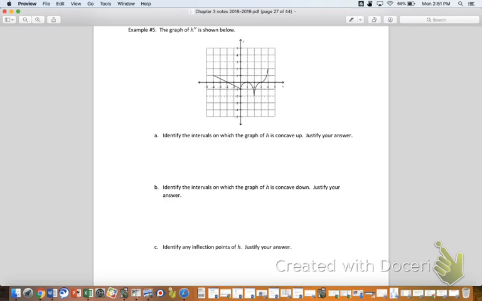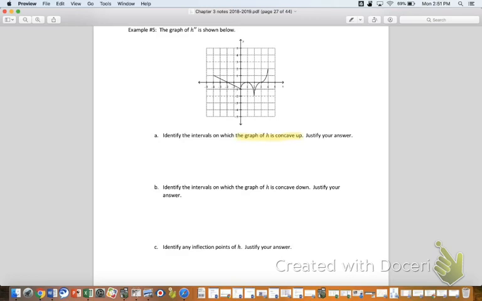Okay, so let's see how this went for you guys on A. It says identify the intervals on which the graph of H is concave up. Let me explain my hope for you. I hope that as you're reading this and you see, all right, the graph of H is concave up, that's what I'm looking for. I am hoping that as you read that, some options pop up in your mind.